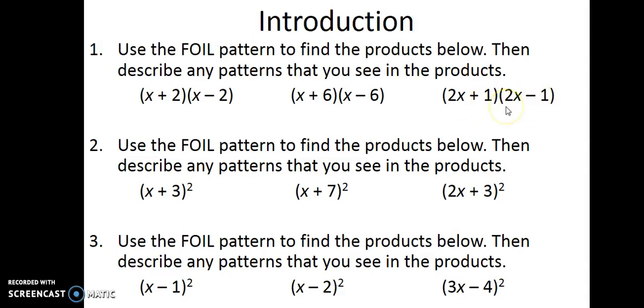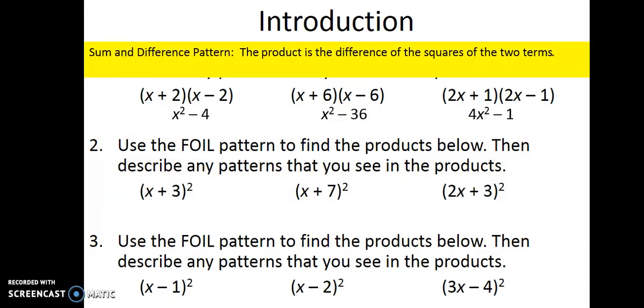So because of that, when you actually use FOIL to multiply it out, you'll end up with the middle term disappearing, because negative 2x plus 2x equals 0. So you'll have no middle term, and this will be what's called a difference of squares.